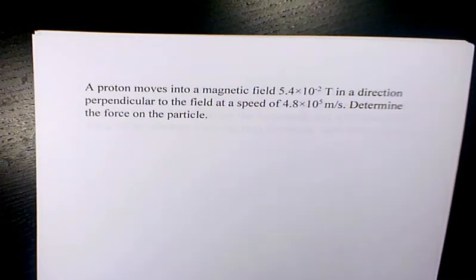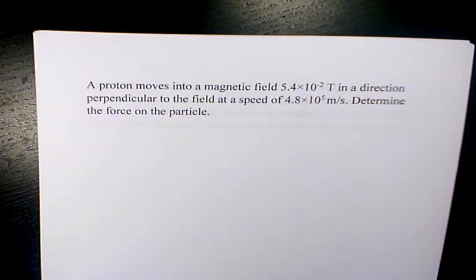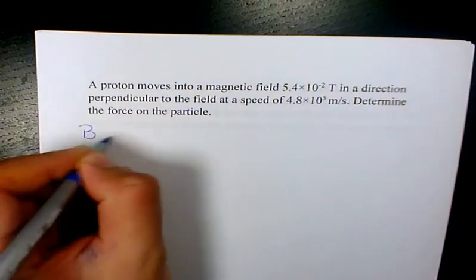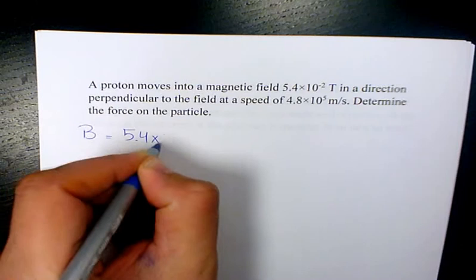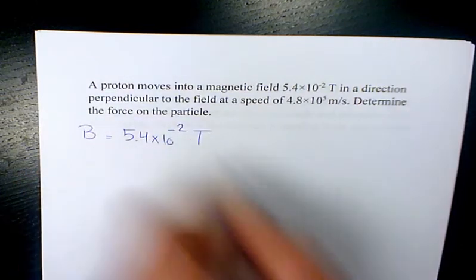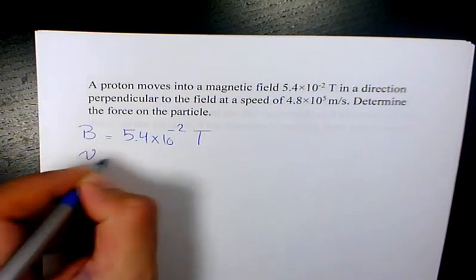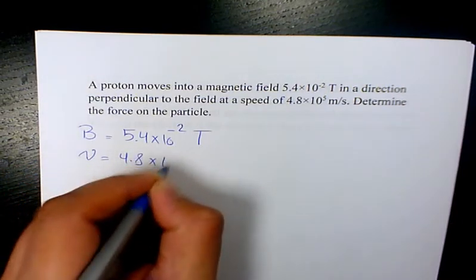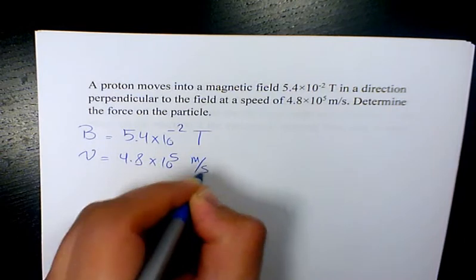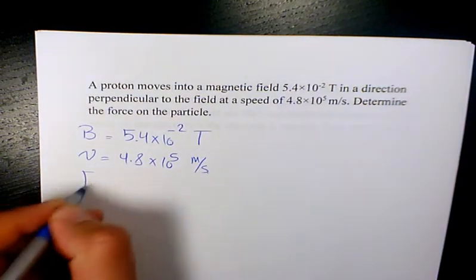Next example. A proton moves into a magnetic field B equals 5.4 times 10 to the power of negative 2 Tesla in the direction perpendicular to the field at a speed of 4.8 times 10 to the power of 5 meters per second. Determine the force.